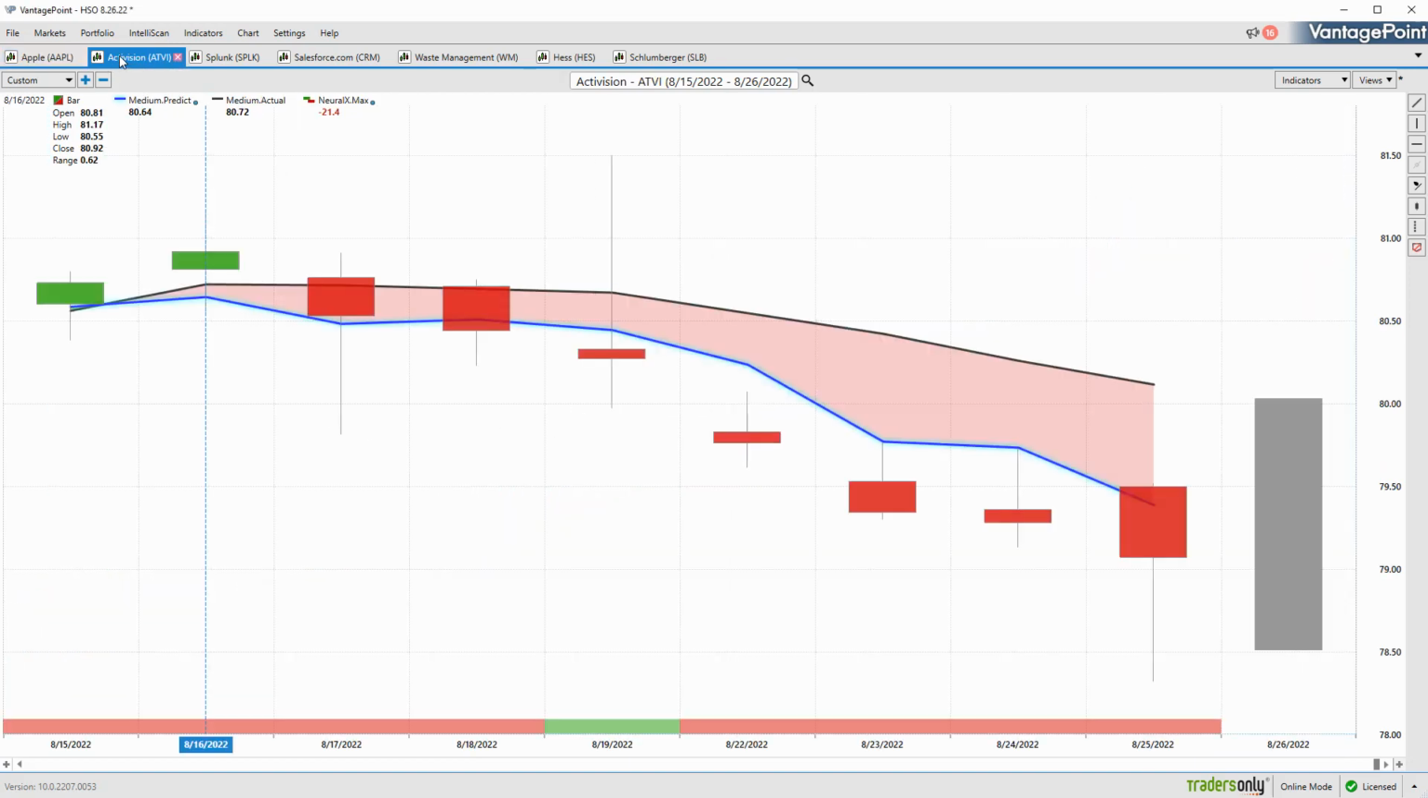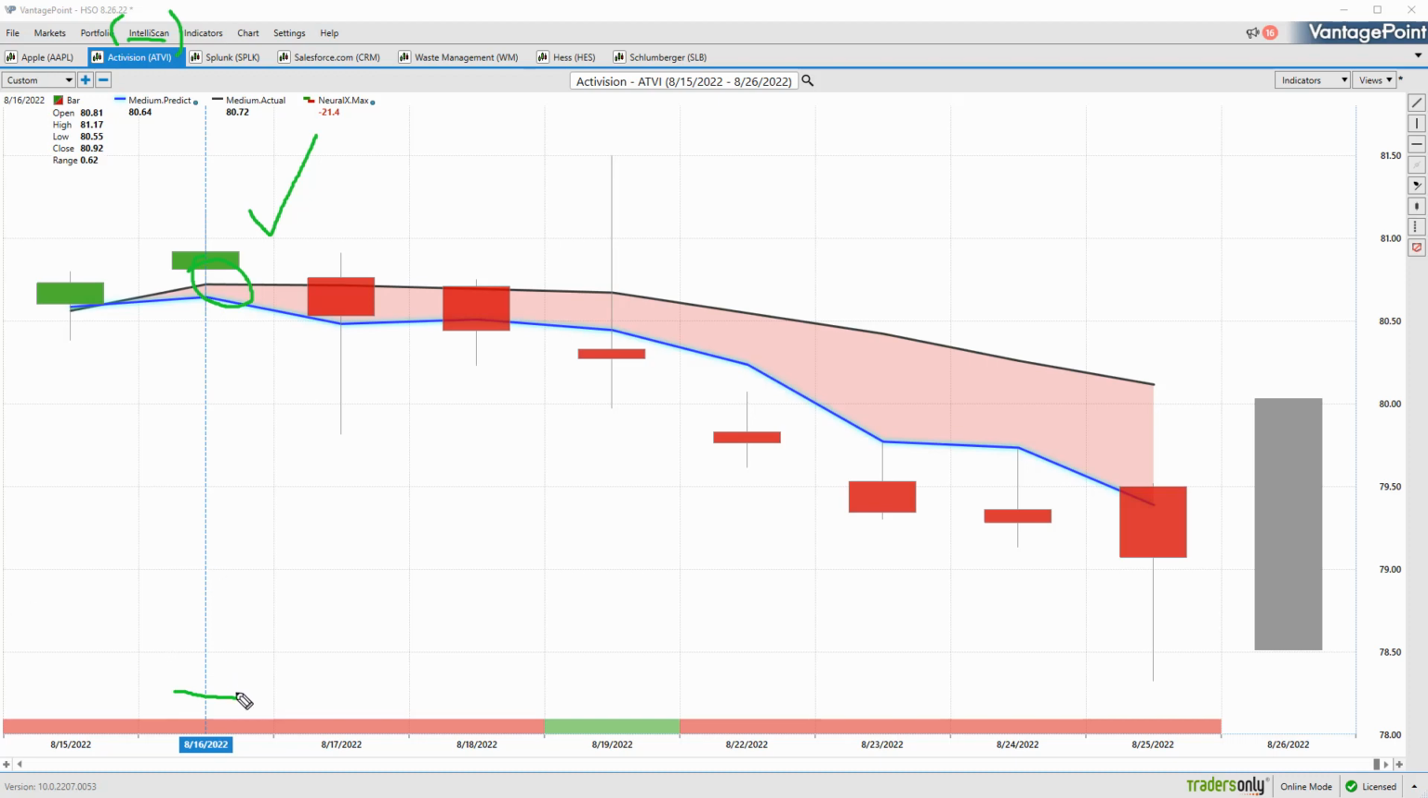Well, let's look at what these scans were yielding a couple weeks ago. Here's the tech space. We've got Activision, Splunk, and Salesforce. When you're setting up your process and setting up scans to identify when these big shifts are happening in the markets that you're trading, you're going to be getting these signals all the way back on August 16th. You have Activision, blue line crossing below the black line, neural index bearish.